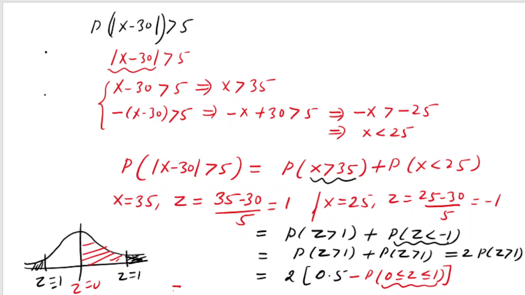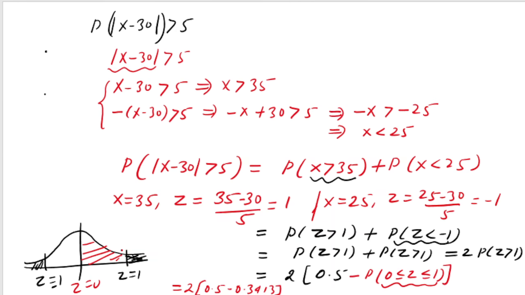So this is equal to 2 times 0.5 minus 0.3413. If you do this calculation, because we don't have the space here, I am writing the result: it will be equal to 0.3174. So that is the required probability. So I believe up to now there is no challenge. All the questions you have understood.